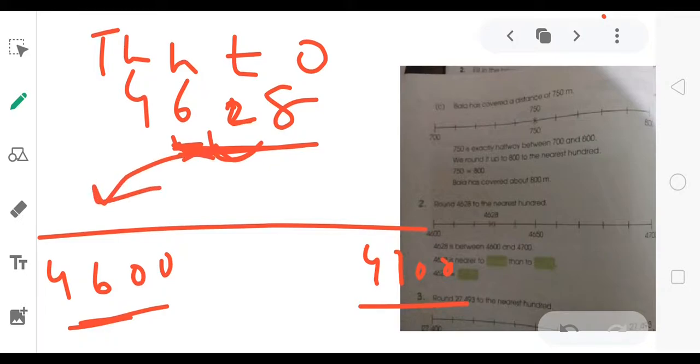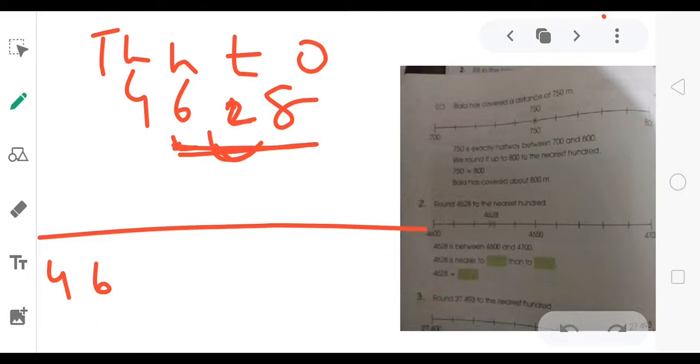Is it clear? So in the first blank, what will you write over here? 4628 is nearer to 4600 than to 4700. And when you round off the number 4628, it will become 4600. Is it clear? Okay.